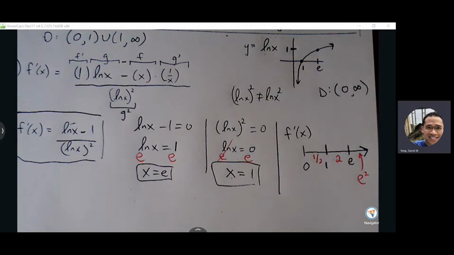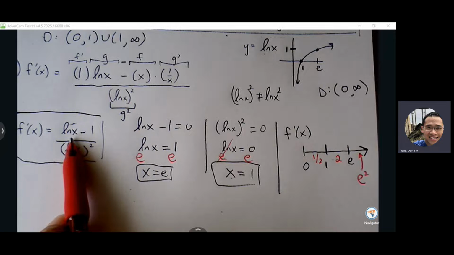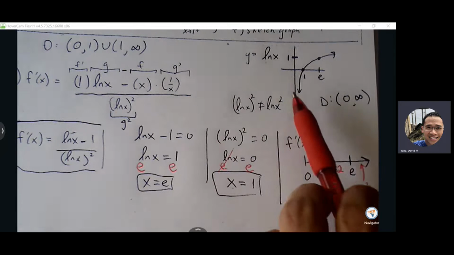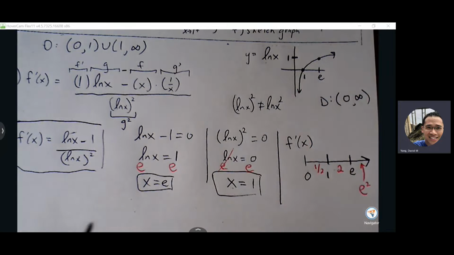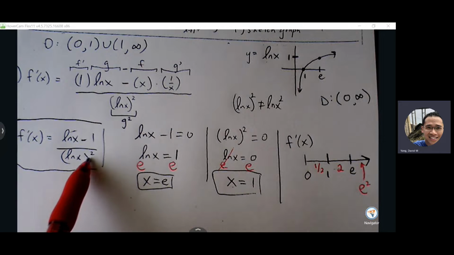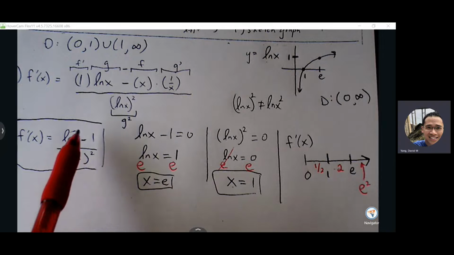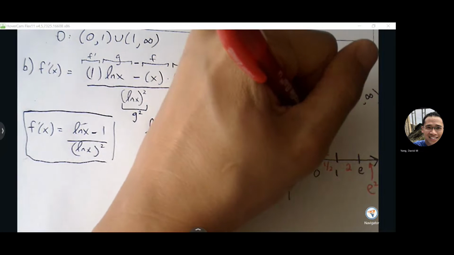So one piece at a time, I'm going to insert into my derivative function. I'm going to insert 1/2 in for x, natural log of 1/2. What's the value of natural log of 1/2? It's somewhere in the negative, right? So like negative 1/2 maybe. So negative 1/2 minus 1 is still negative. Negative over anything squared. Anything squared is positive. So negative over positive is negative. So I know my graph is decreasing.